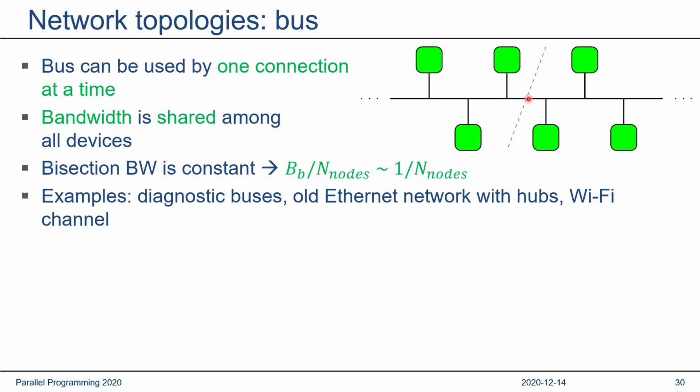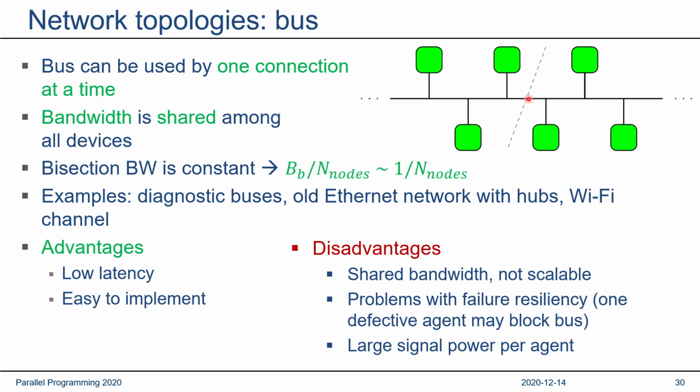However, there are many examples where buses are used. So diagnostic buses, the old Ethernet network with hubs instead of switches, a Wi-Fi channel at home, for example. That's all examples of buses or bus-like networks. There are advantages, however. A bus is low latency because it's, in a sense, a very short connection between one node or one agent to the other, and it's very easy to implement. There's a lot of hardware available, and also software protocols are simple and can be implemented in no time. So these are the advantages of bus networks.